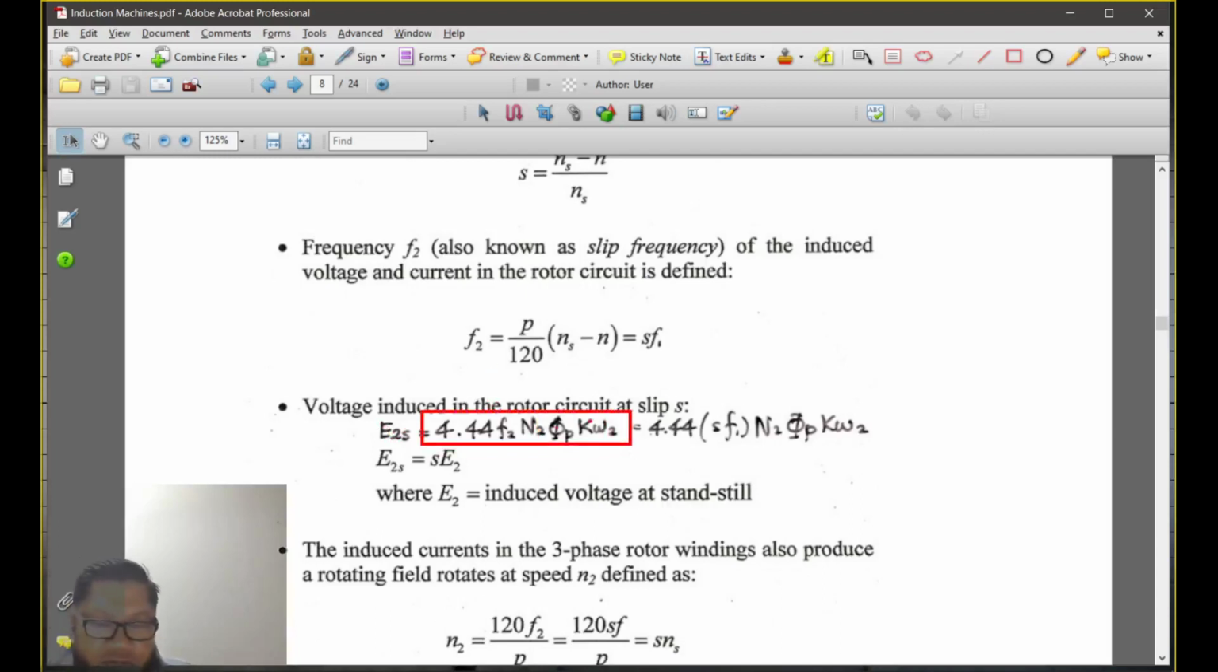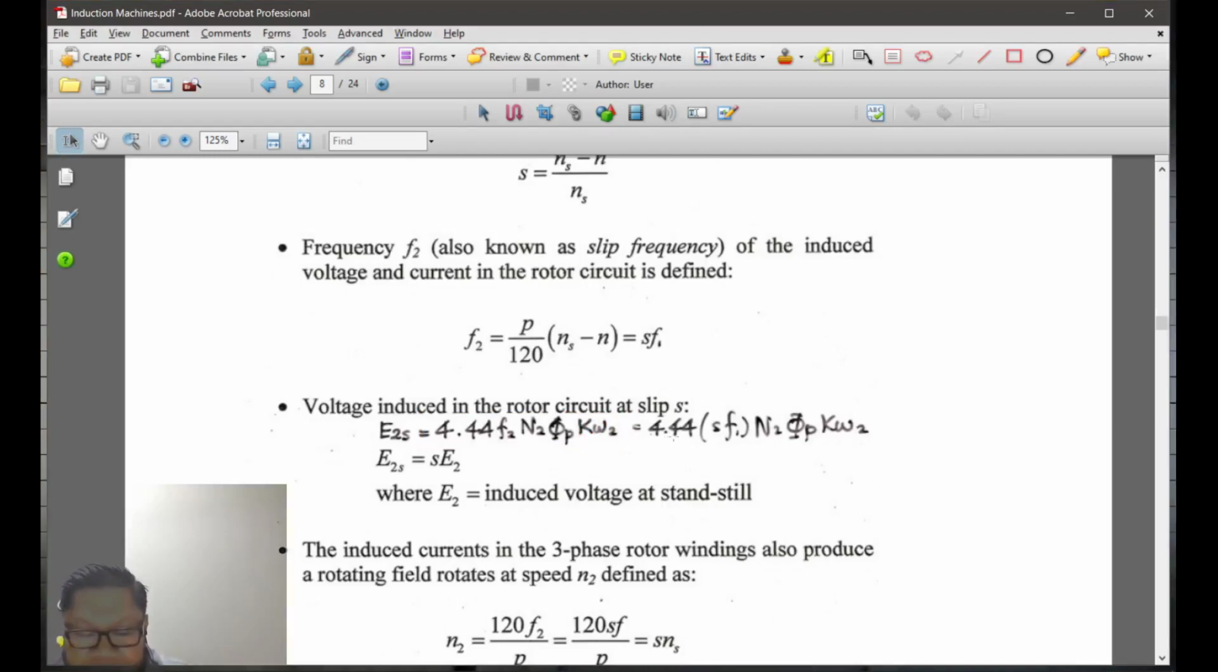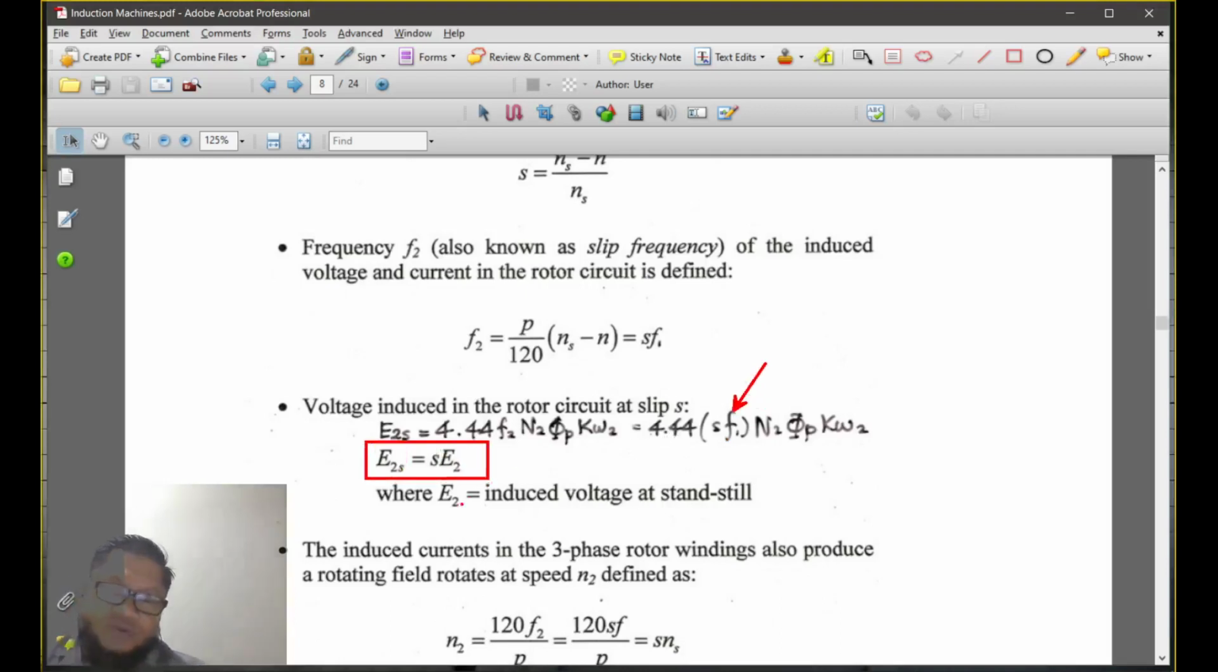You can refer back to how you get that. And this is the RMS voltage across your rotor circuit. So you get 4.44 F2 N2, where N2 is the winding turn ratio, and flux Φp is the flux produced by the primary. And then we have the constant Kw2. This is known as a constant. Therefore, if you substitute F2 with SF1, you get E2s equals S E2. So E2 is the standstill voltage.